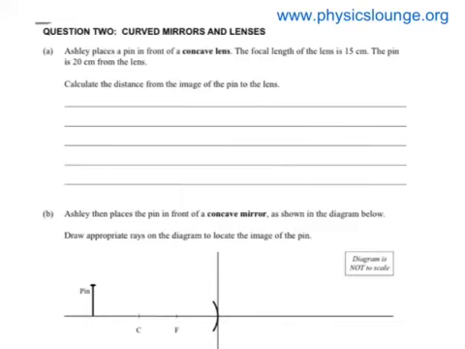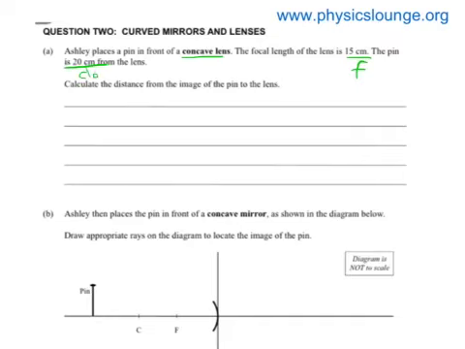Okay, so we're still on the 2010 Optics and Waves paper, and this is question 2. This is level 2 physics, by the way. A. Ashley places a pin in front of a concave lens. Concave lens, highlighted, bolded for us. The focal length of the lens is 15 centimeters, so that's F. The pin is 20 centimeters from the lens, so that is our distance to the object.